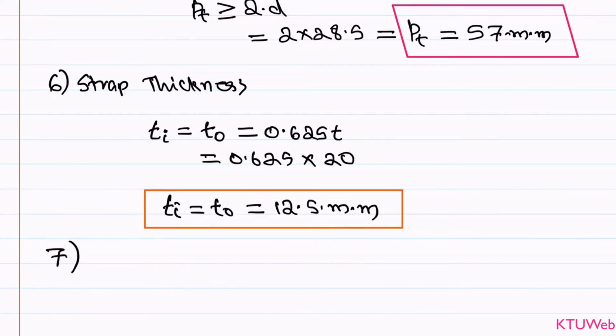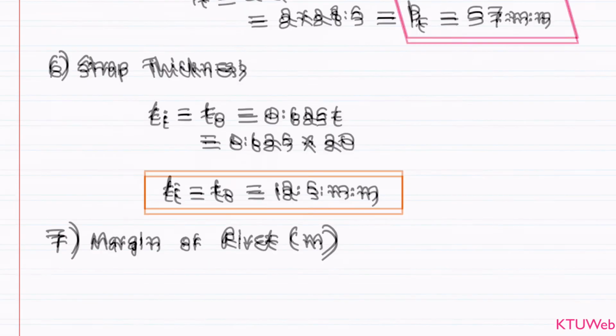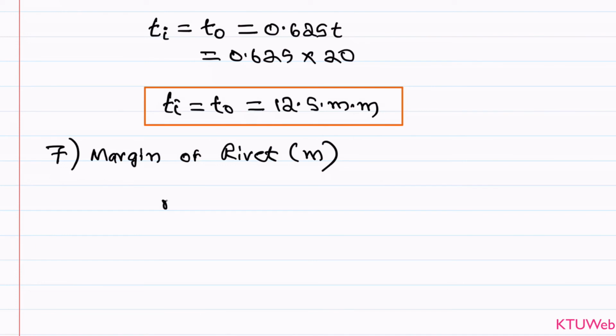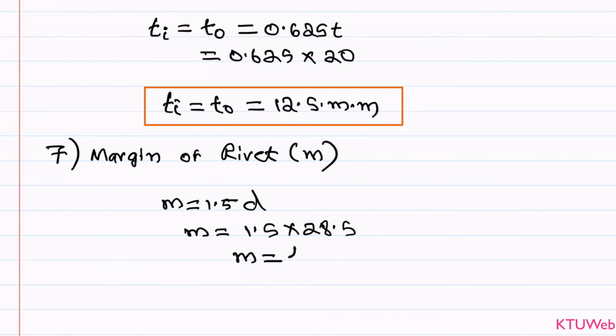In step 7, we have to find the margin of the rivet. The margin M means the distance between the extreme end of the rivet and the side edge, and the margin is always given as 1.5 times the rivet hole diameter D. We get margin M equal to 42.75, and approximately we can go for 43 mm.